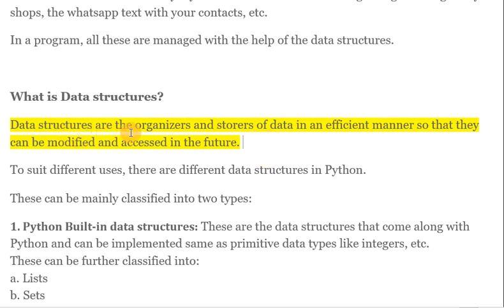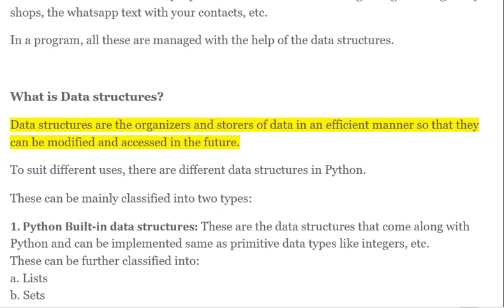Data structures are the organizers and stores of data in an efficient manner, so that the data can be modified and accessed in the future. This is the concise definition of a data structure. So why do we need a data structure? Just to organize and store data so that we can manage it efficiently in the future. This is the main objective of a data structure.